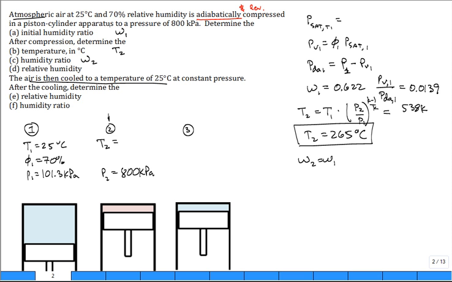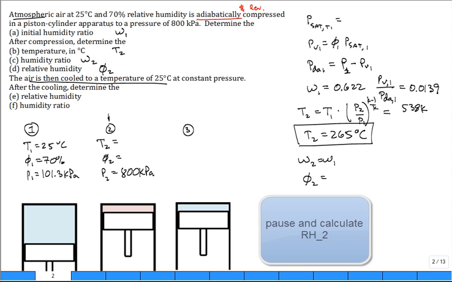What about D? What about the relative humidity? Phi. I'm looking now for phi at 2. So the relative humidity at 2. First of all, the relative humidity at 1 was 70%. Try to guess. Did it go up, stay the same, or go down? And why? So I'm going to pause and I'm going to come around and see how you do on part D.